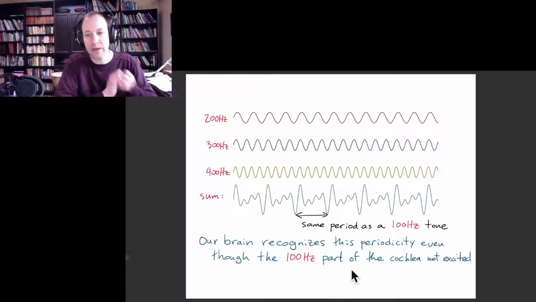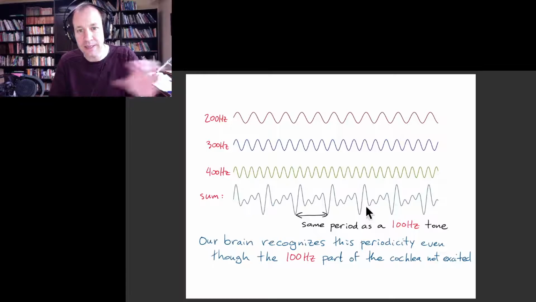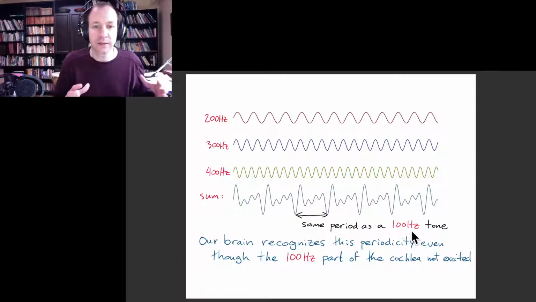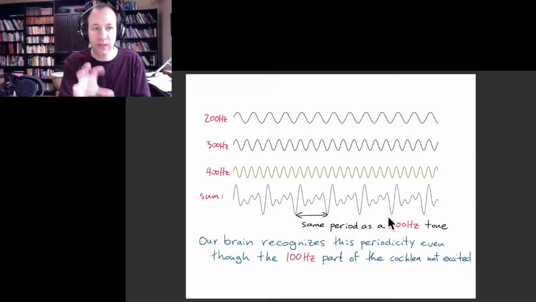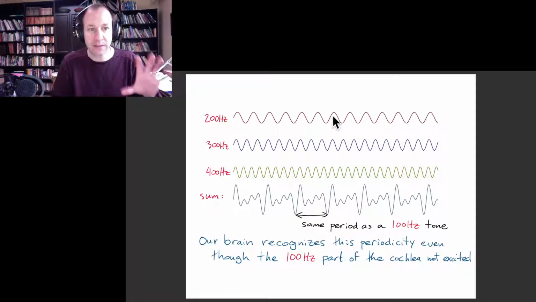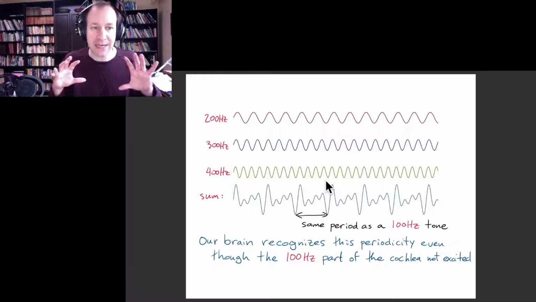So I think it's just a matter of the brain being used to it: when you hear a periodic sound where the period is 100 hertz, you hear a 100 hertz tone. In this case, we still have a periodic sound where the period is 100 hertz. It doesn't actually contain 100 hertz as one of the pure tones, but our brain is still used to hearing 200, 300, 400 hertz in the context of a pure tone that's at 100 hertz. And so we, in a sense, fill in the gap and hear that as a single 100 hertz tone.